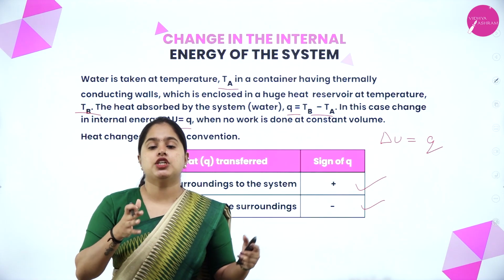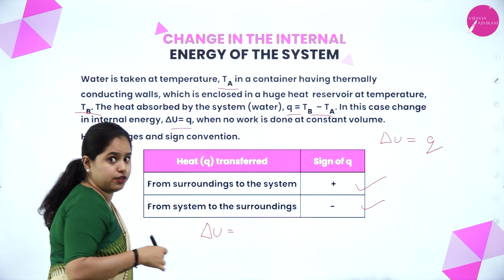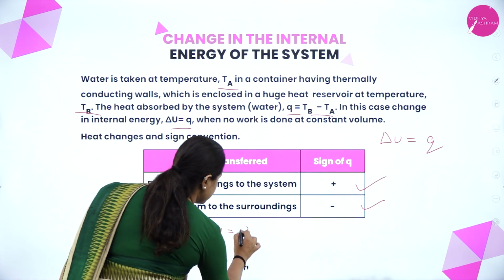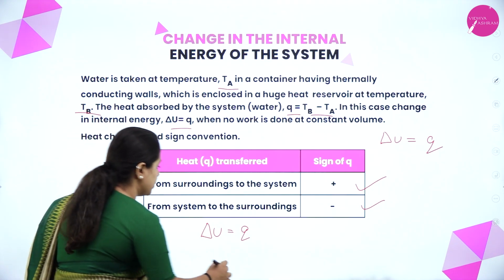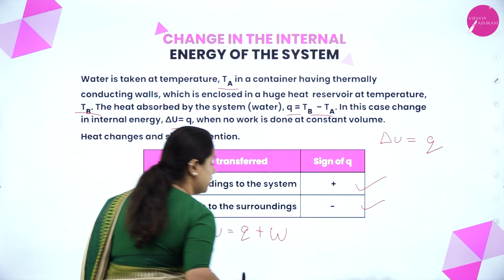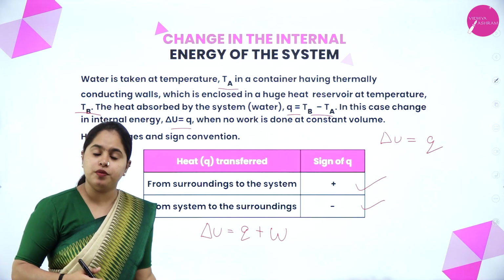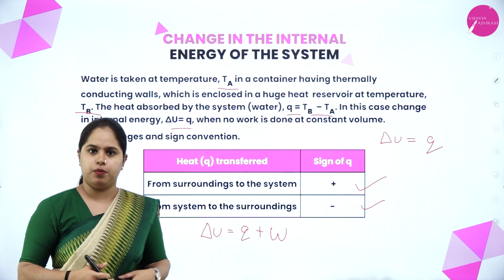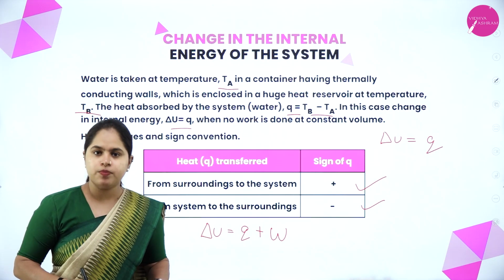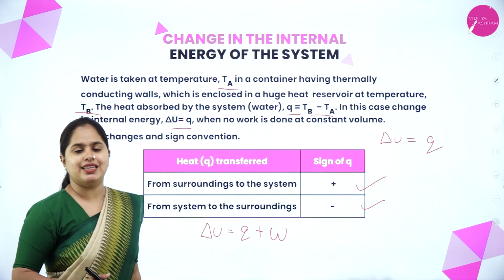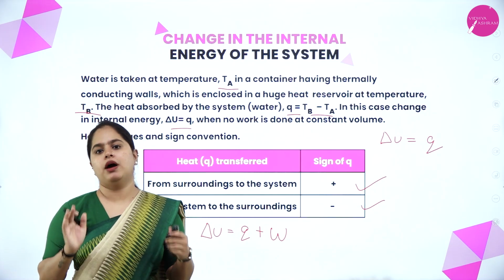So together in general case, how can we write it? The change in internal energy will be equal to the heat which is being absorbed or released by the system, and it can be done by work also. So can I altogether write it like this? Delta U will be equal to Q plus W, okay, where Q is the heat and W is the work done. Okay, so this is about the internal energy and change in internal energy either by heat or by work.